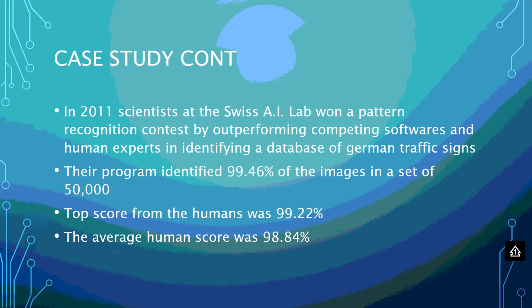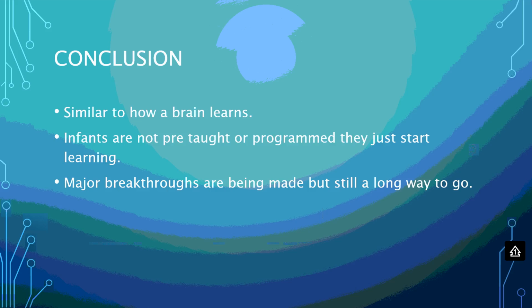In 2011, scientists at a Swiss lab won a pattern recognition contest by outperforming competing software and human experts in identifying German traffic signs. And you can see the kind of numbers here out of 50,000 signs. It was extremely accurate, far above what a normal human could do, and above what the average human in the competition was able to do.